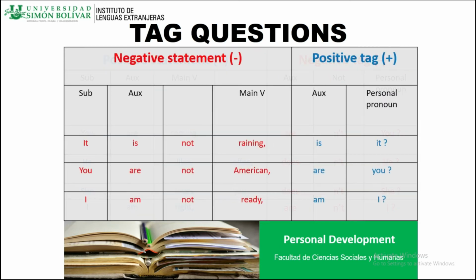And what happens if it's vice versa? So now we have the negative statement and the positive tag. Again, we basically use the same format: the subject, the auxiliary, the main verb, the auxiliary, and the personal pronoun. It is not raining, is it? You are not American, are you? I am not ready, am I? Again, a negative statement, positive tag.